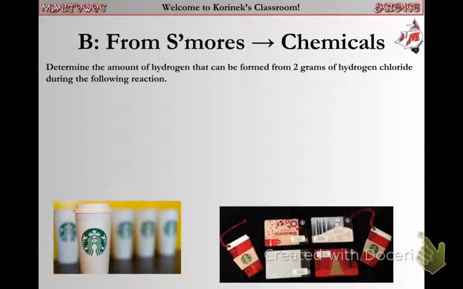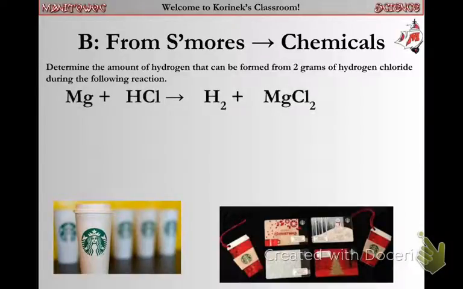So we're going to look at a quick example here to start us out. We're going to look at a reaction between magnesium, which is a metal, and hydrochloric acid, or HCl, hydrogen chloride, as we'll call it right now. So the question is this. We want to determine the amount of hydrogen that can be formed from 2 grams of hydrogen chloride during the following reaction. So you can see our reactants, our magnesium, a metal. We're going to add that to the HCl, the hydrogen chloride, which is an acid. And that's going to yield hydrogen gas. Remember, hydrogen is one of the Hofbrinkels, so it's H2, plus magnesium chloride.